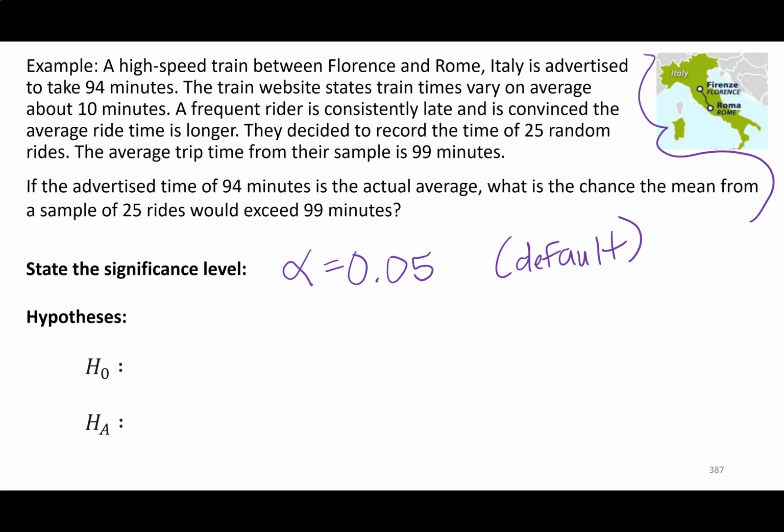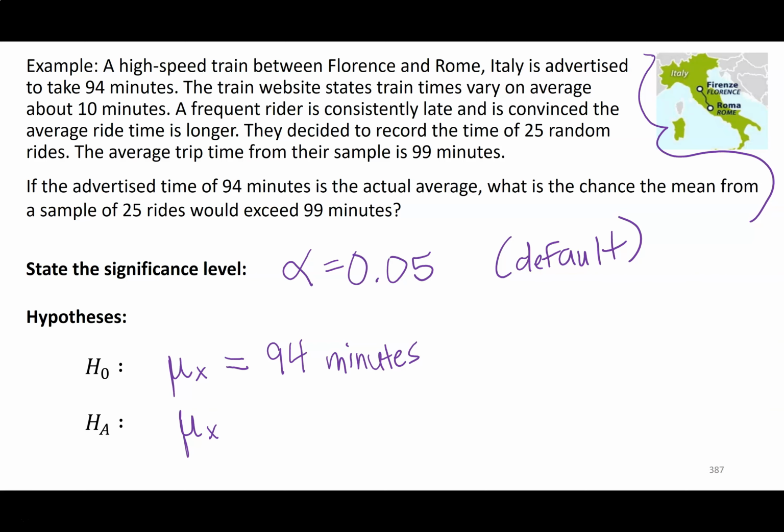And then my hypotheses. We filled this in earlier. So this is my mean trip time. The null hypothesis should always have an equal sign. And then what goes here is what's claimed: 94, and the units are minutes. So this is just the default status quo. This is what the company's claiming.